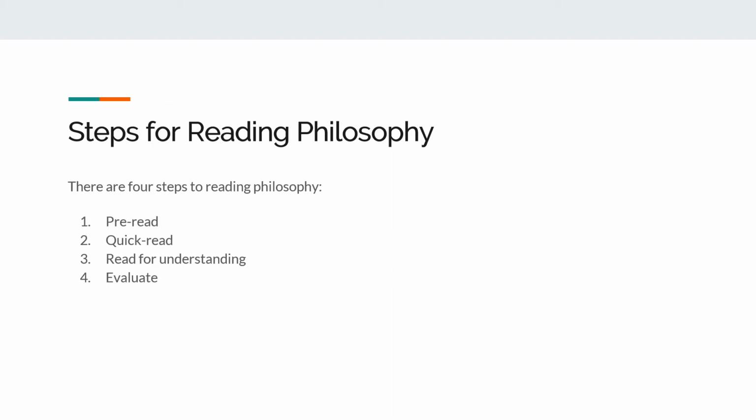And so there are a number of different ways in which we can go about reading philosophy, or different methods for doing this. I tend to think that there are 4 pretty clear-cut steps to the reading philosophy process. The first is pre-reading. After that, give it a quick read through, then really read for understanding, and then once you really understand the text, then you can evaluate it. And so we'll talk about each one of these in turn.